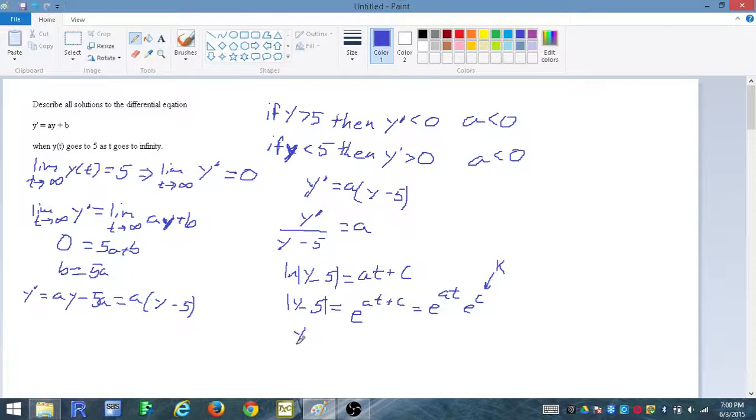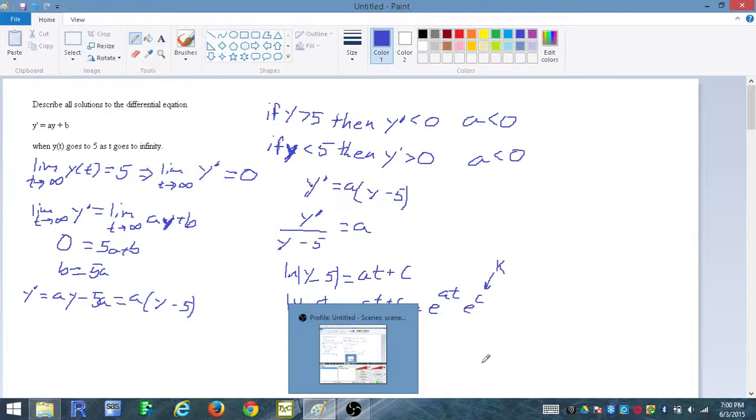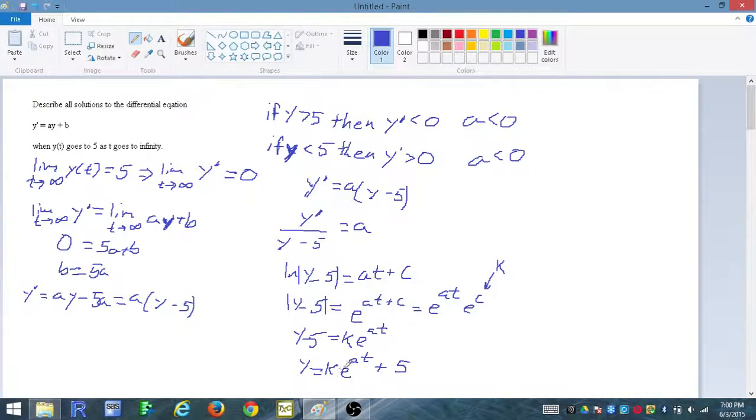So we have y minus 5 is equal to k times e to the at. So y is equal to k e to the at plus 5. And that is all there is to it. Oh, so to get the rest of the details, we would need to have initial values or boundary values. But with the given information, this is all we can really do.